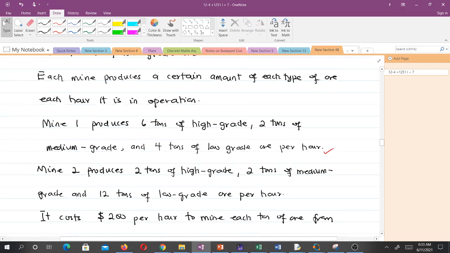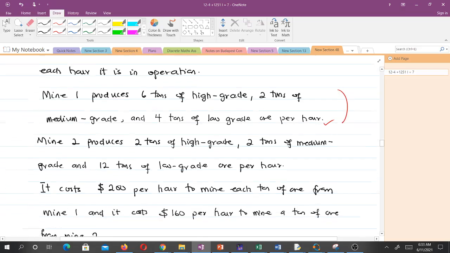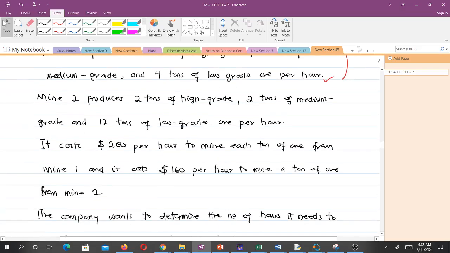Then it goes on to say that mine 1 produces 6 tons of high grade, 2 tons of medium grade, and 4 tons of low grade. This is very important. And mine 2 produces 2 tons of high grade, 2 tons of medium grade, and 12 tons of low grade ore. And it costs $200 per hour to mine each ton of ore from mine 1, and it costs $160 for mine 2. So this is also very important. It's going to help us formulate our objective function.